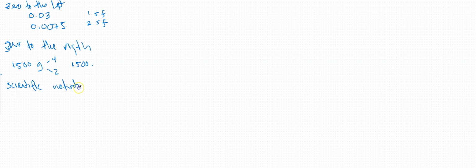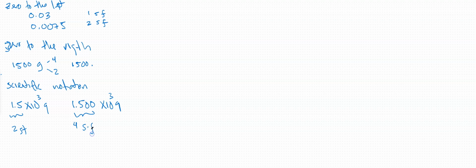So, if I write this like 1.5 times 10 to the 3 grams, then I have 2 significant figures. But if you write 1.500 times 10 to the 3 grams, then you took the time to write these 2 zeros. So that means you know for sure that this is a 0 and this is a 0 and not any other number. So it is significant. So in this case, you have 4 significant figures.